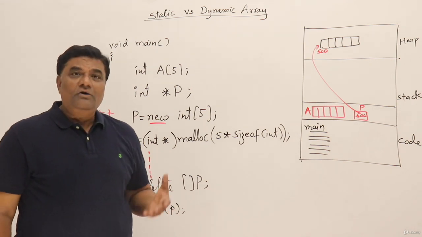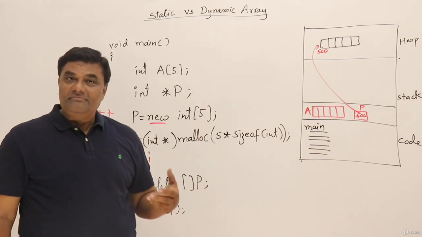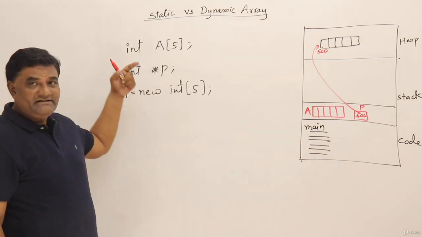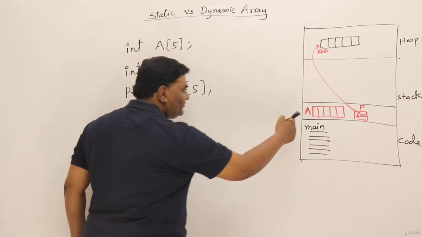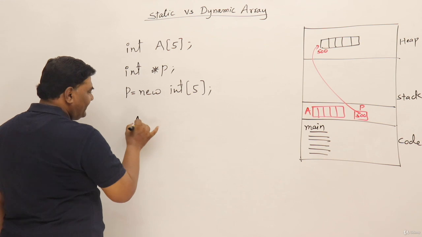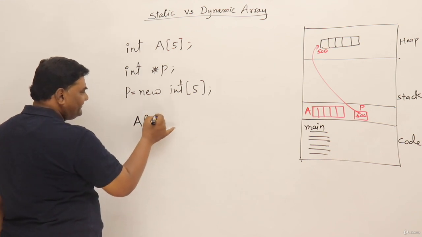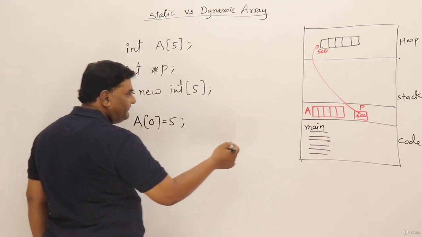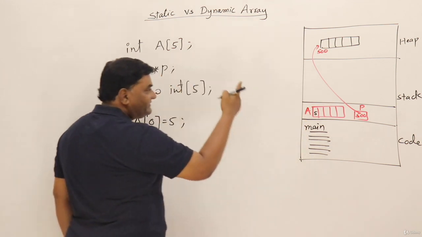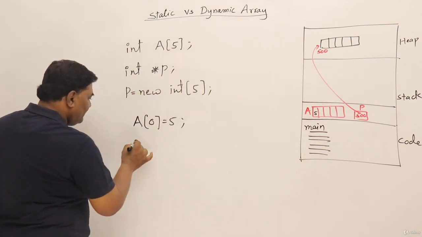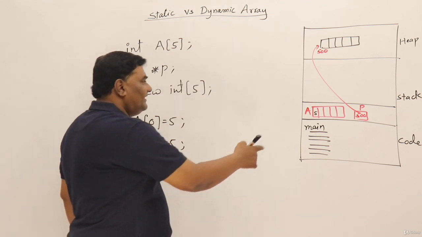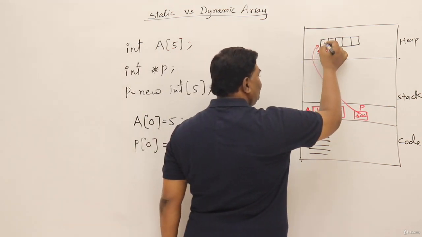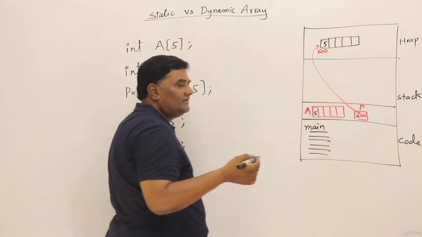Now next we will see how to access that array from heap. This is a normal array inside the stack and this is an array inside heap. Now how do we access this normal array inside the stack? For accessing any location, I should say A[0] = 5. So the value 5 will be stored here. Now the same thing I can say, P[0] = 5. Just like a normal array, I can access this also. So the value 5 will be stored here.